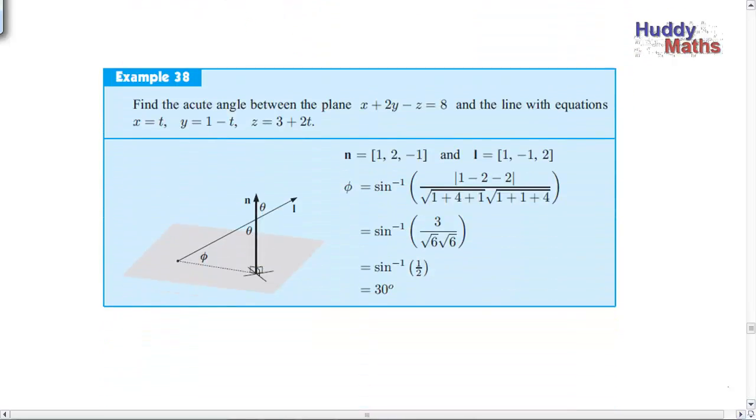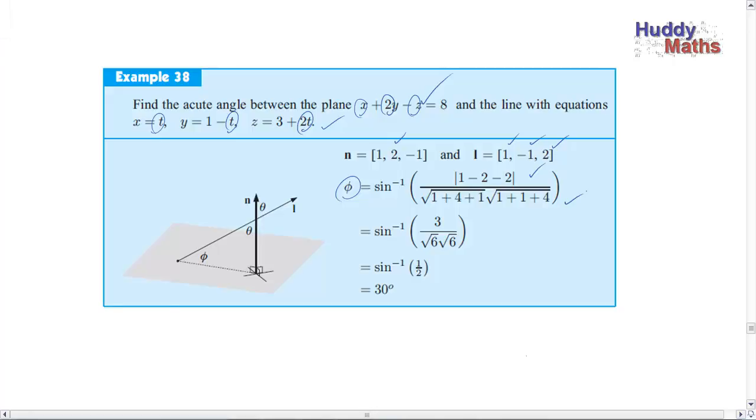This is what I want you to do in a minute. So we have a plane and we have a line with parametric equations. So the normal here is the coefficients here, 1, 2 and -1. And the line has these, remember, direction numbers. 1, -1, the coefficient of t is the direction vector of the line. So now we can go straight to it, the angle between it, sine inverse of the size of the dot product over the length there, because we're looking at the acute angle between them.